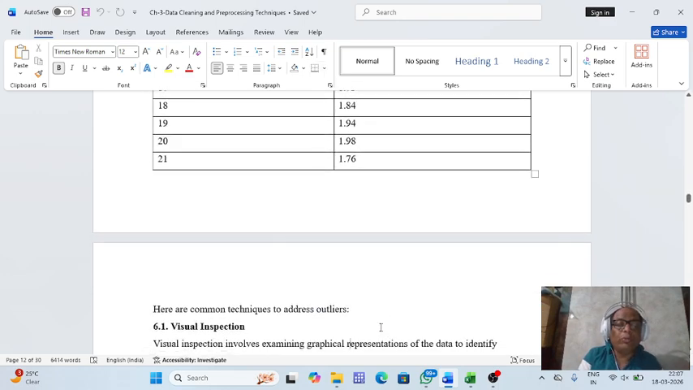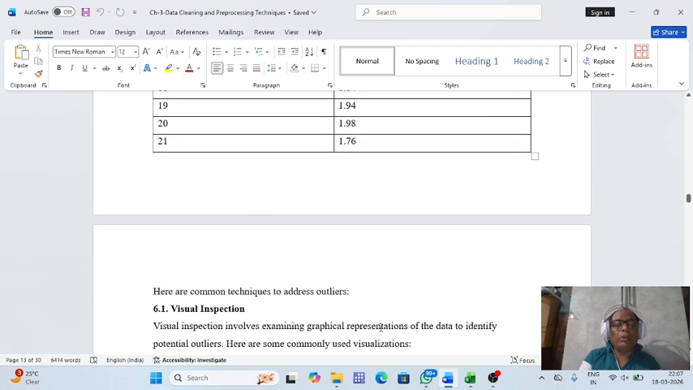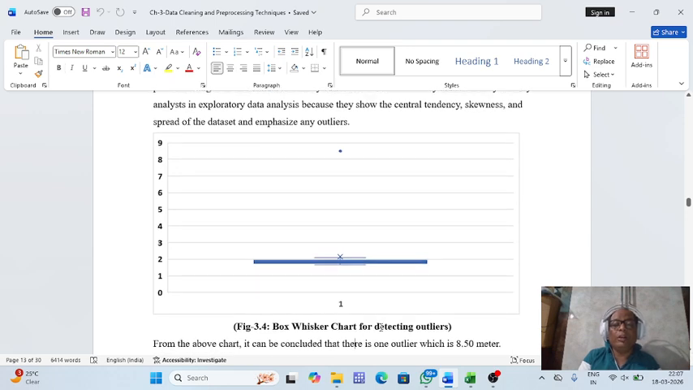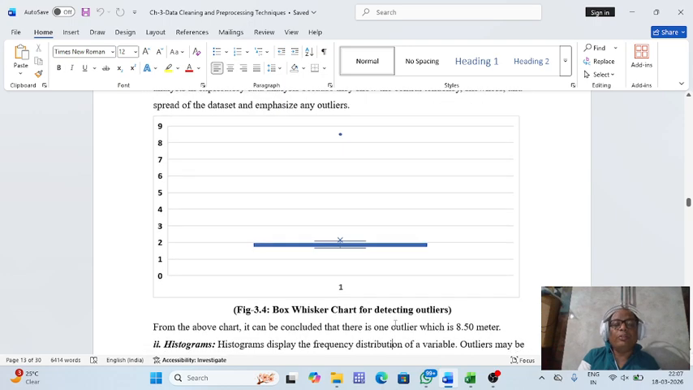But again, you have to show it. So how to represent it? Either you can go for a visual method or you can go for a statistical method. Now we will go for the first, the visual method. If you draw that in a box whisker chart, you'll see that this value 8.5 is the only outlier, which is not fitting into the box. So it is an outlier.